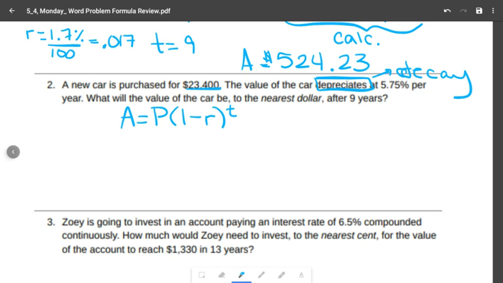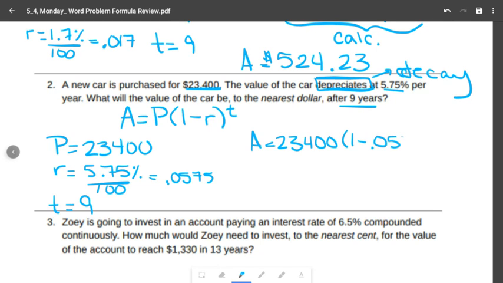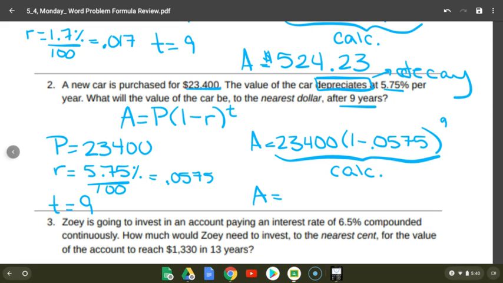So it was purchased for $23,400. So that is your initial amount. R, the rate, 5.75%. Divide by 100. So you get 0.0575. And again, we're dealing with time of 9 years. So plugging this information into the formula, you're going to, again, type this whole thing straight into your calculator.